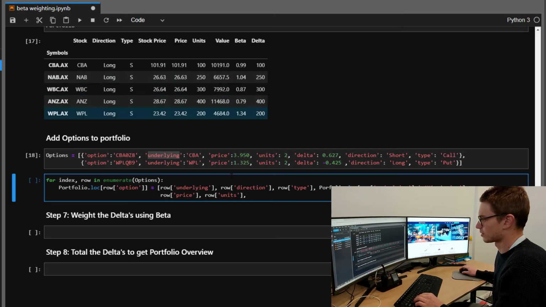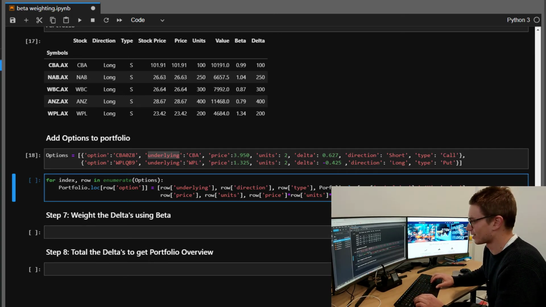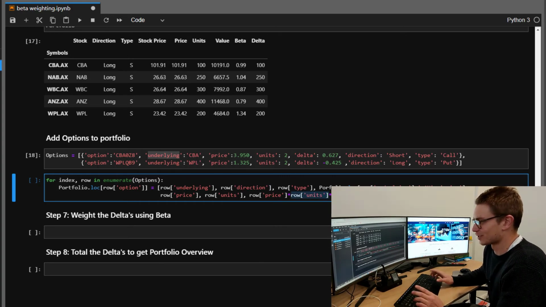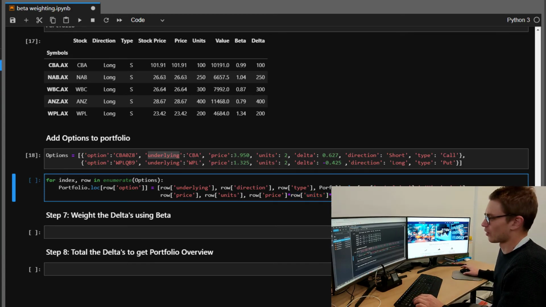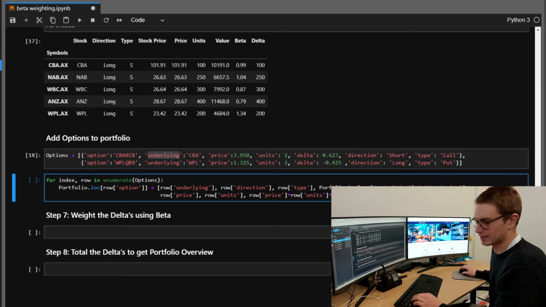Cool. Units, value is just going to be the price times the units, but for options, you need to be careful about the option multiplier. So we've got 100 different underlying per unit. So 100 units of shares for one option. So I've got 2 options that I'm buying or selling, 100 shares on each of them multiplied by the option price. So make sure you understand the option multiplier. Now the beta, I need to refer to what the underlying is. So again, we're going to take this row underlying information plus the AX.